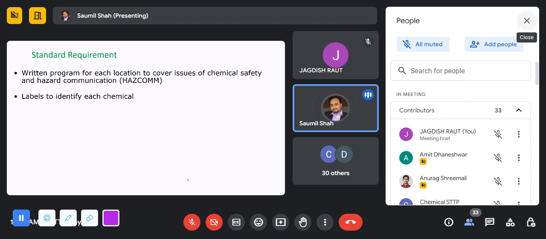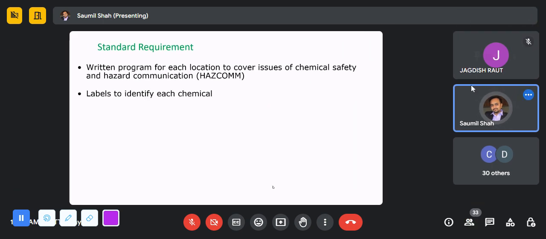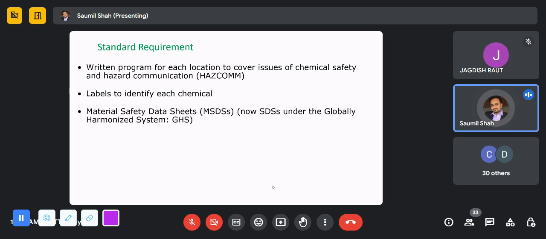You will find so much information in this presentation, and you will correlate with this in your practical industry. So labels are required to identify the chemicals. Material Safety Data Sheet, now it is called SDS, which is under the Globally Harmonized System. GHS is an international system, created by the United States, and it is a globally accepted standard under which this SDS comes. SDS is nothing but safety data sheet.